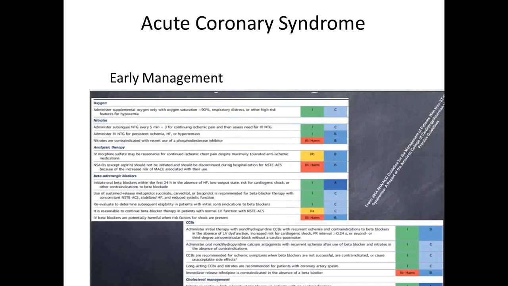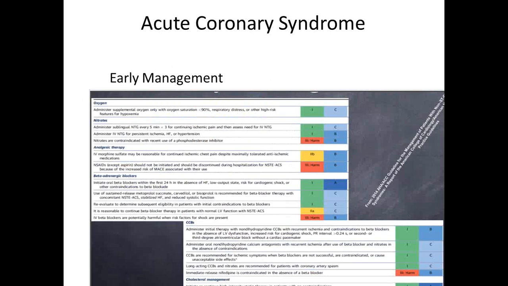So, the early management of acute coronary syndrome. The patient comes into the emergency room. Of course, you're going to give them oxygen. I know this is very difficult to see, but you can just listen to me. When they come into the emergency room, if the pulse ox is less than 90%, you give them oxygen. Coming with chest discomfort, we usually give them sublingual nitroglycerin. We'll give them every 5 minutes for a total of 3. And if they're still having chest discomfort, then we use an IV nitroglycerin.